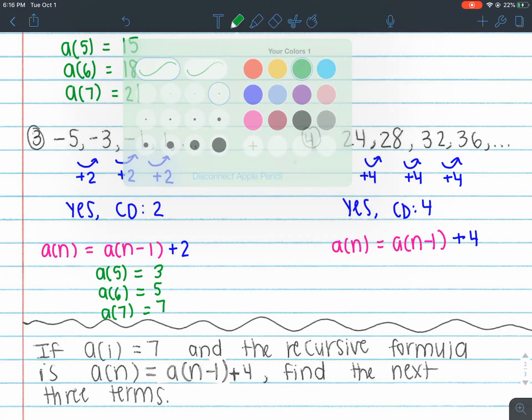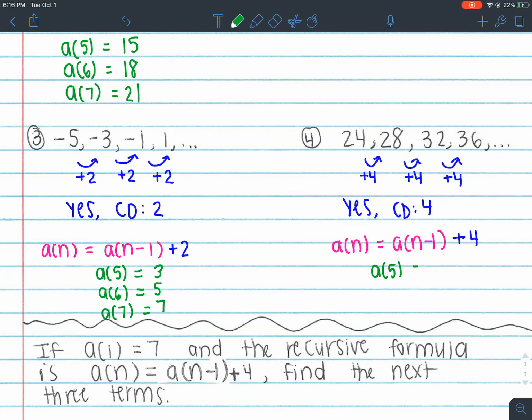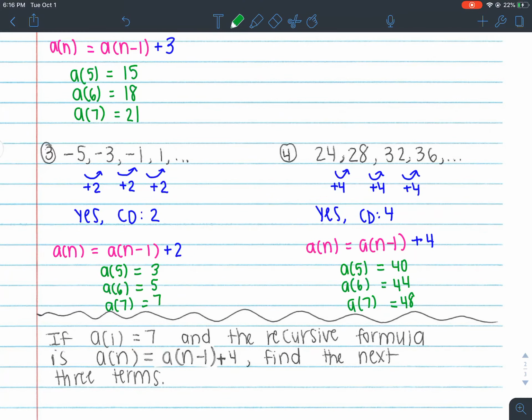So then I would have A of 5 equals 40 here. A of 6 would be 44. A of 7 would be 48. Now remember, I have A of 5, A of 6, and A of 7 because those are the next 3 terms because I'm already given the first 4, so I need to find 5, 6, 7.